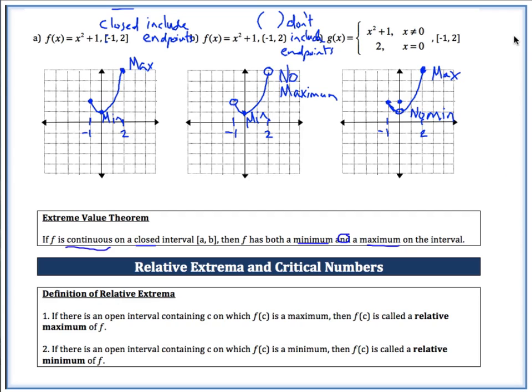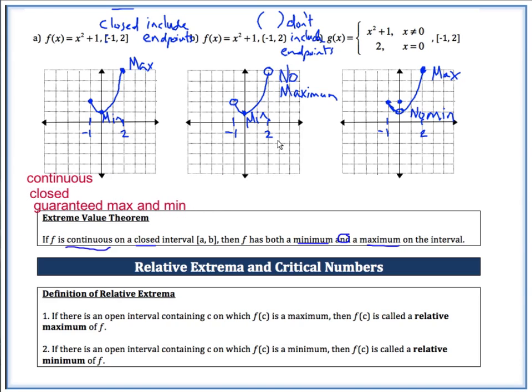So our first one right here is continuous, and it's also on a closed interval. And what do you notice? We had a max and a min. And so we're going to be guaranteed a max and a min when both these things are true.